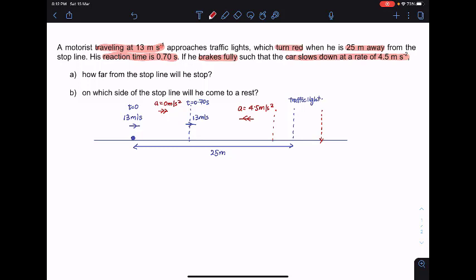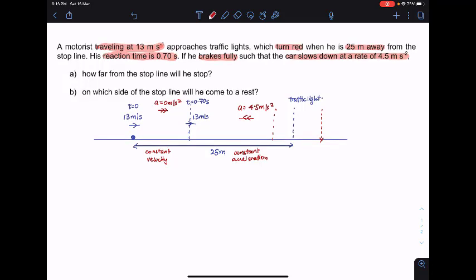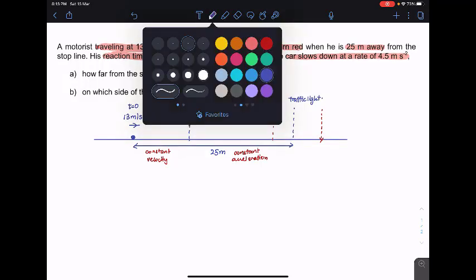So in this case, we see there's actually two parts of a journey. The first part of the journey where he is traveling at constant velocity, and the second part of the journey where he's traveling at constant acceleration, okay. So before we solve anything and apply equations of motion, I'm going to first look at the distance that he traveled during his reaction time, okay. So that's the first part. So let me write that down.